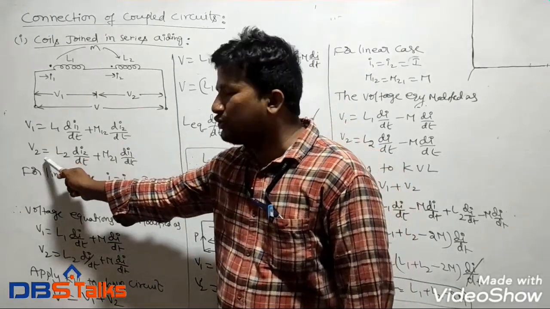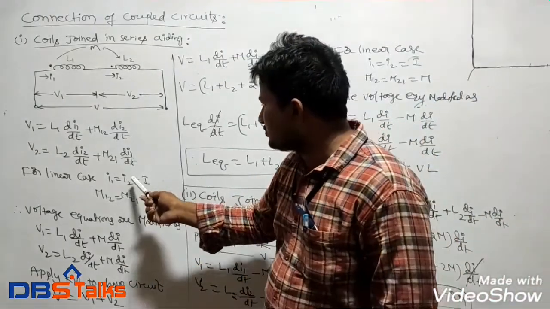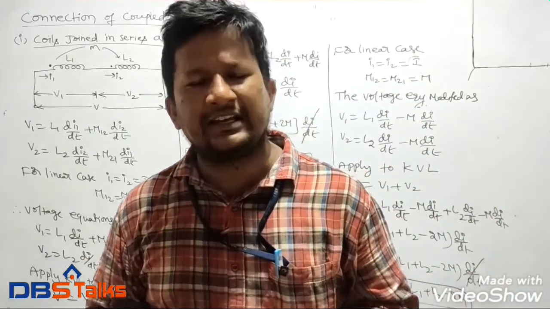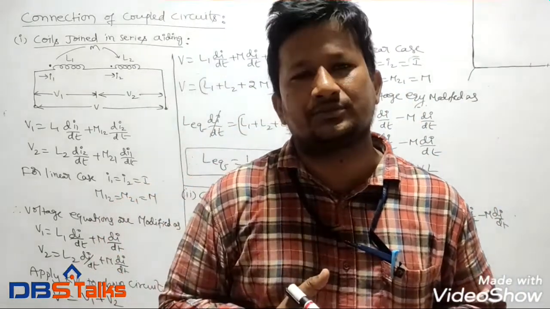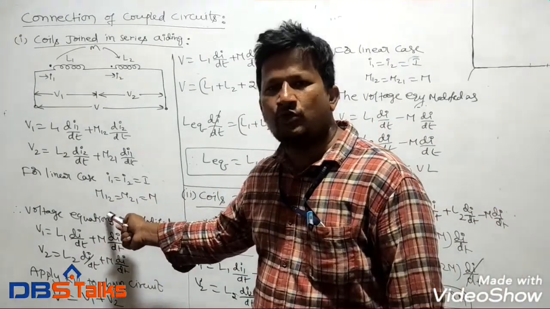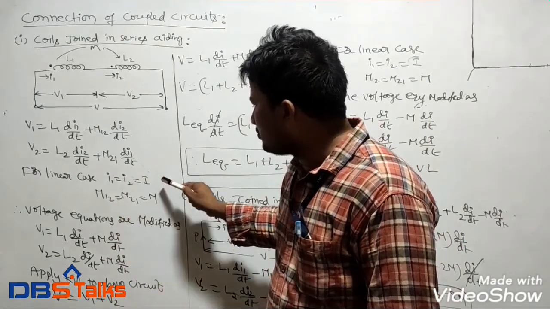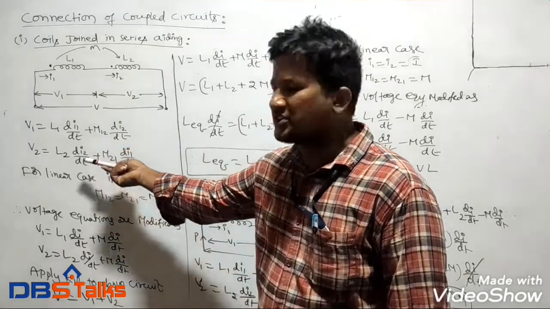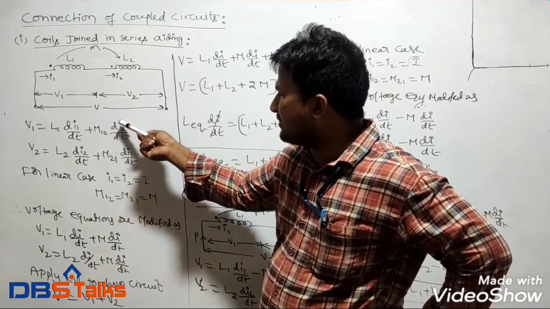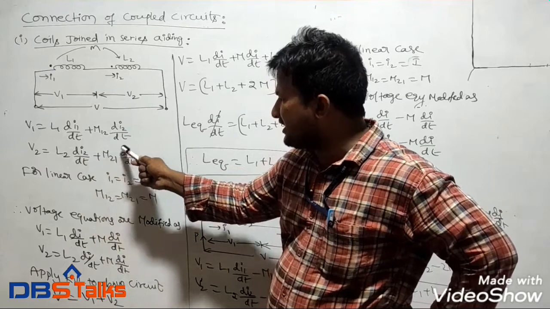In a similar manner, V2 is equal to L2 di2 by dt plus M21 di1 by dt. And we already know that for a linear bilateral network, both currents are the same, that is I1, I2 is equal to I, and M12, M21 is equal to M. Substituting these two considerations in the above two equations, V1 is equal to L1 di by dt plus M di by dt. V2 is L2 di by dt plus M di by dt.